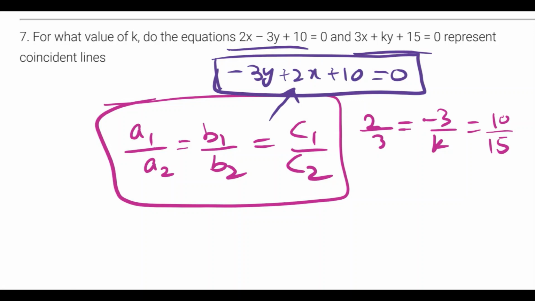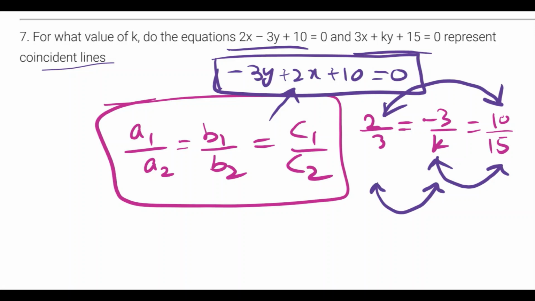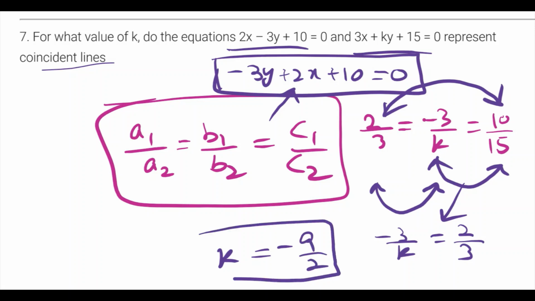Since the lines are coincident lines, you must always take these two equations and these two. Never take only these two, because they will fall under the category of parallel lines. You must always equate the first and the second ratios to the third ratio. So from here, the ratio -3 by k equals 2 by 3, and the value of k will be -9 by 2. This is the value of k.